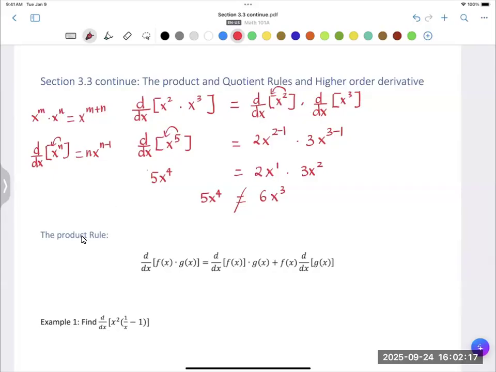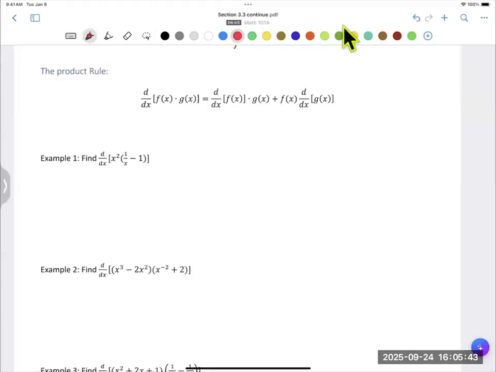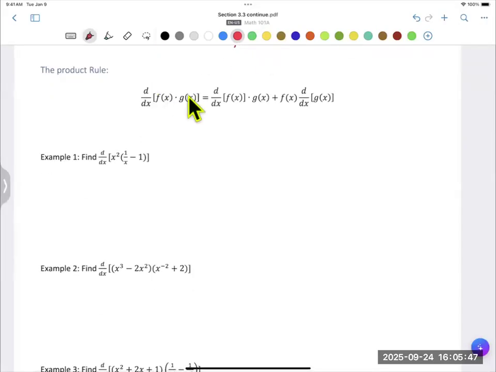So it turns out the product rule is going to be something like this. The derivative of the product of two different functions is equal to the derivative of the first function times the second function, plus the derivative of the second function times the first function.